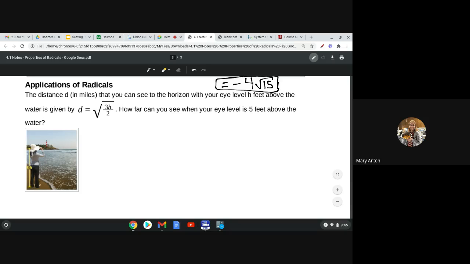Ready? Yeah. The distance in miles that we can see to the horizon from our eye level, and our eye level is h feet above the ground or the water, is given by this formula here. How far can we see when our eye level is 5 feet above the water? Well, this eye level is 5 feet above the water. What variable does this correspond to? H. So this literally means that we're going to find the distance that we can see when our height is 5. So that means our distance d is equal to the square root of 3 times h, which is 5, over 2.